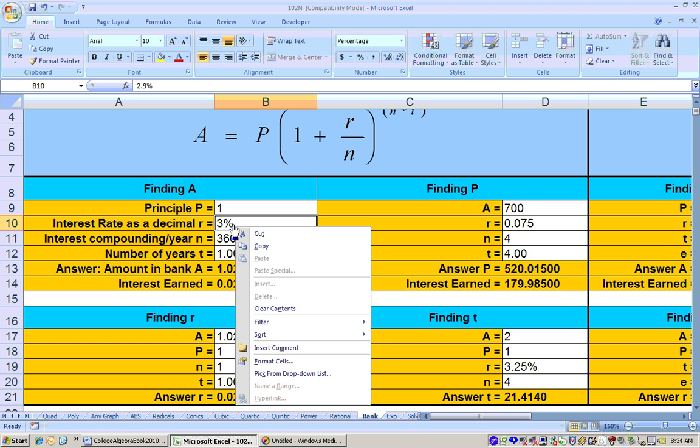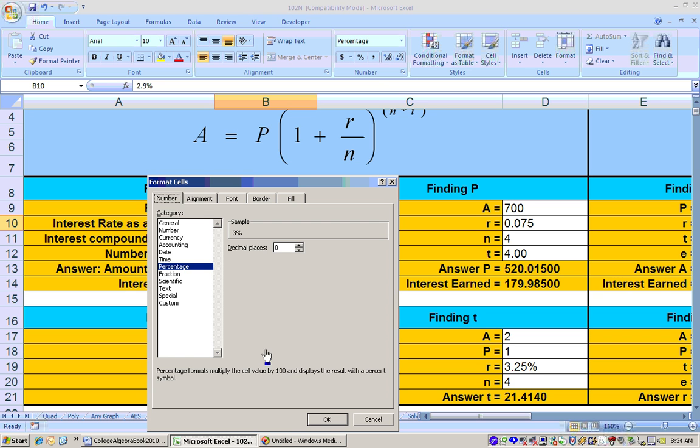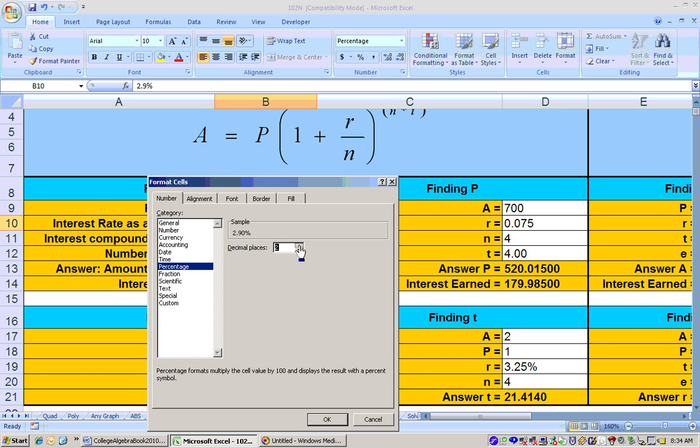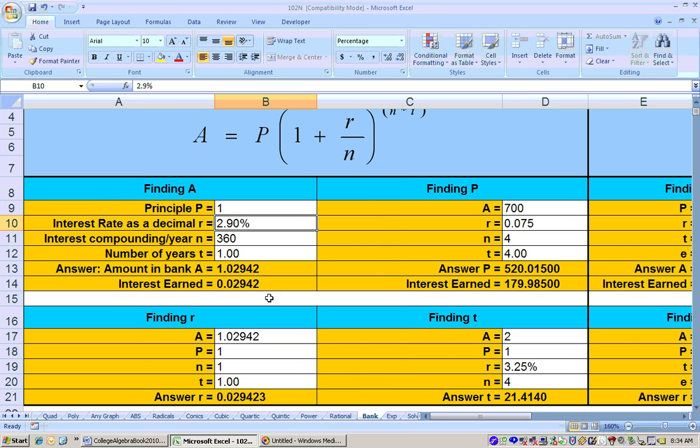I'll show more decimal points, I think is what's going on. Let me format the cell to show more numbers. Actually, I could leave it percentage and just show a couple more decimal points there. So there we go. So which is better? Well, actually the 3% annually is better.